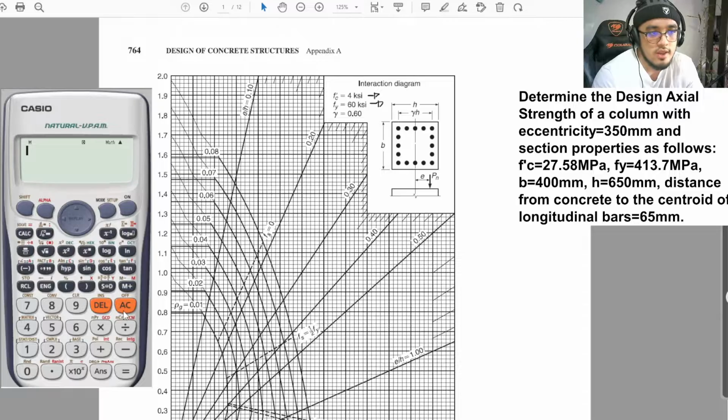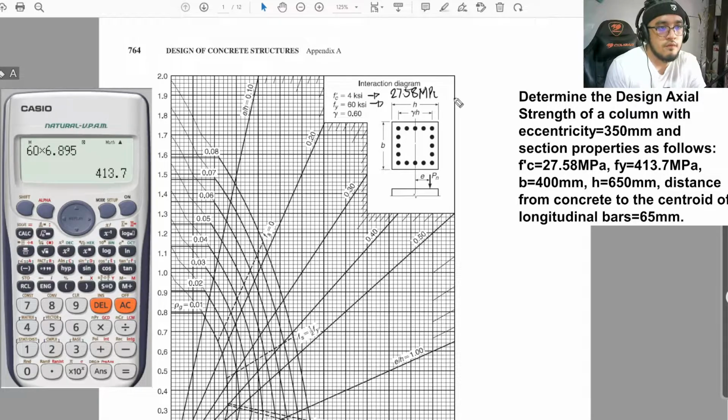Looking at the calculator, let us convert this. 4 times 6.895 is exactly equal to 27.58 megapascal. And as for our fy, just multiply it once again. 60 times 6.895 is basically equal to 413.7 megapascal.